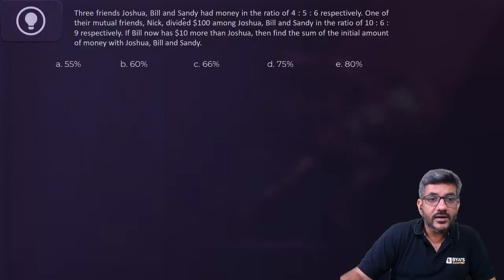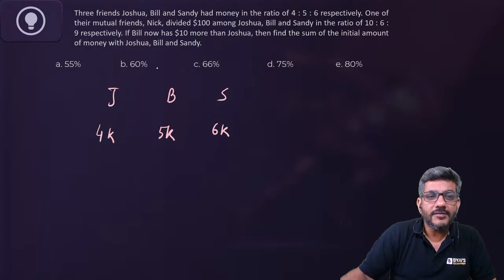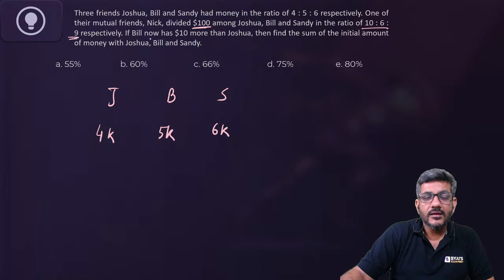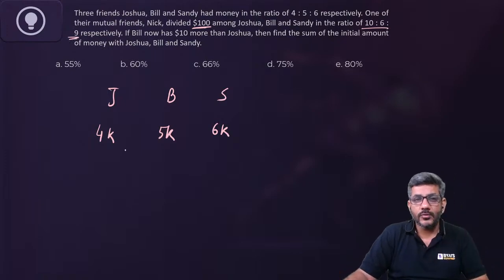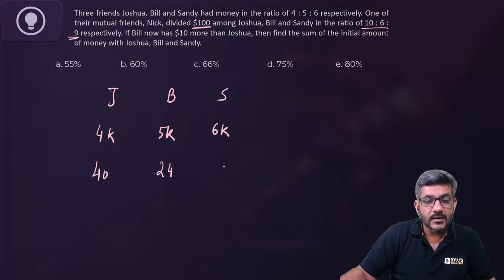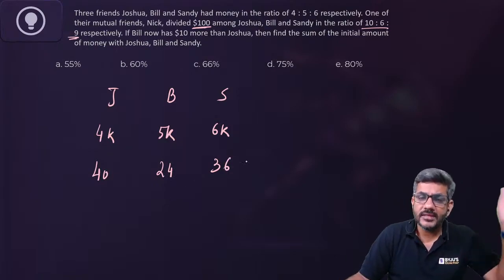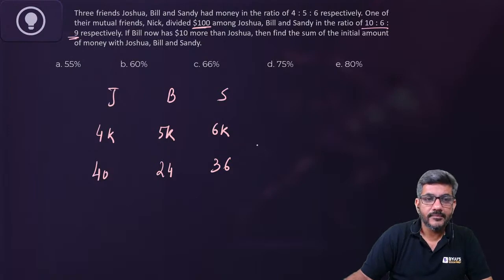Three friends, Joshua, Bill, and Sandy, had money in the ratio of 4, 5, 6. Let us say it is 4K, 5K, and 6K. One of their mutual friends, Nick, divided $100 among them in the ratio of 10, 6, 9. Now 10 plus 6 plus 9 is 25. 25 into 4 is 100. That means he gave $40 to Joshua and $24 to Bill and $36 to Sandy. These are the dollars that have been given by their friend Nick to these three people.